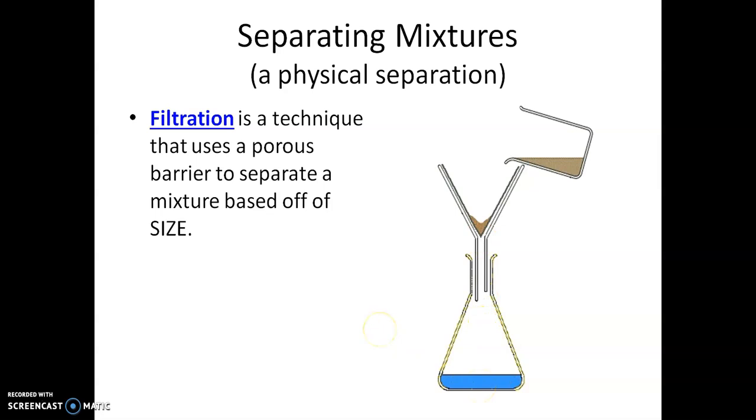All right? You may have heard about that, like spaghetti. When you put spaghetti in a colander, the spaghetti gets caught because it's too big to fit through the holes. We call that filtration, okay? So anything that is separated based on size is filtration.